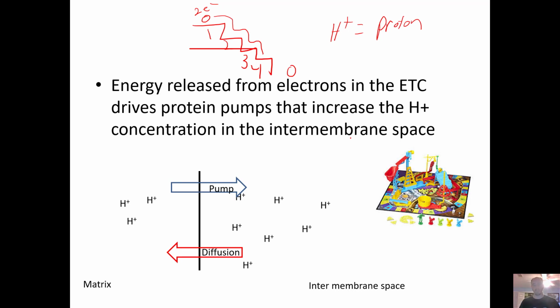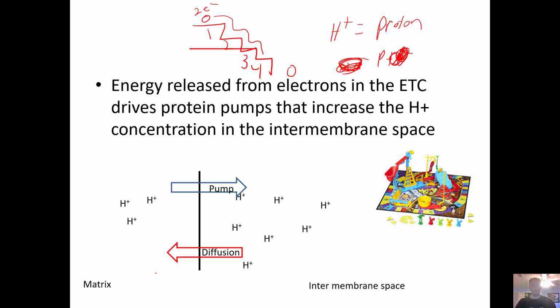Basically, a proton is part of the nucleus of an atom, right? And a hydrogen atom is a proton plus an electron. Why did I draw that? It's a proton plus an electron, but because it's an ion, it doesn't have the electron. So all it is is a proton. So a hydrogen ion is just a proton. Okay? So the energy from these electrons going down the stairs is released. Some of it is lost as heat, but some of it pumps hydrogen ions.